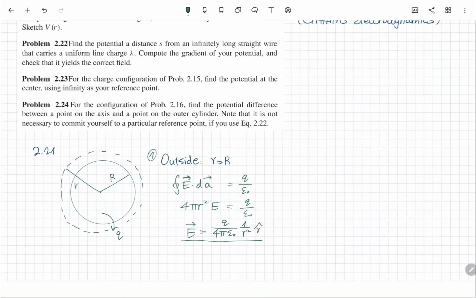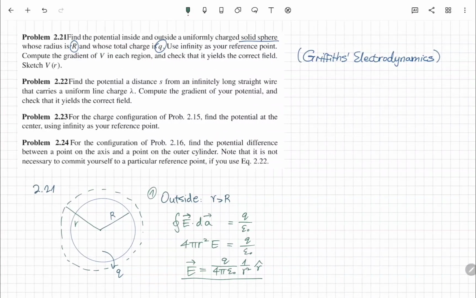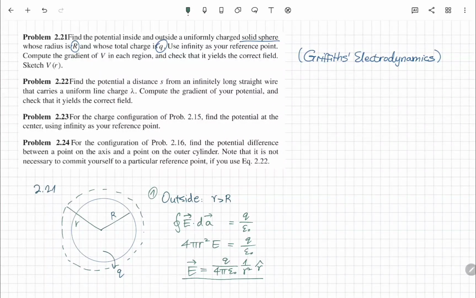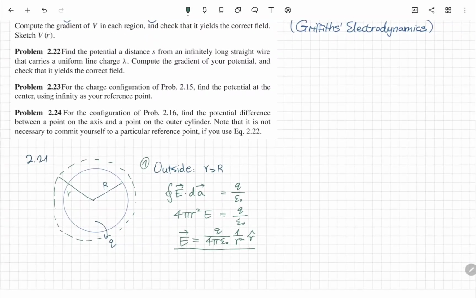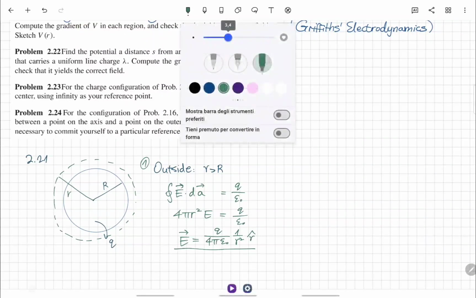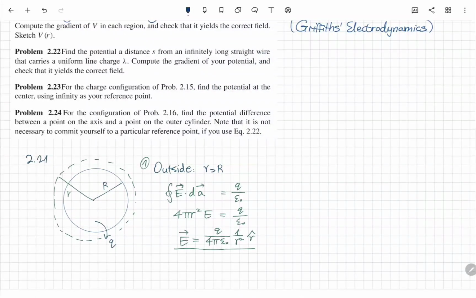Now our task here is finding out the potential V. Do it in blue. No, it's probably navy.